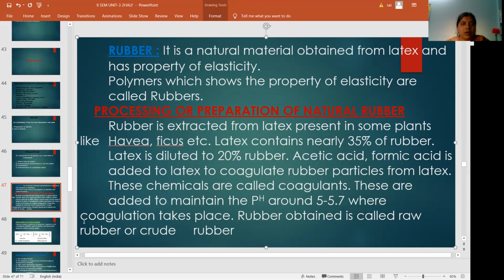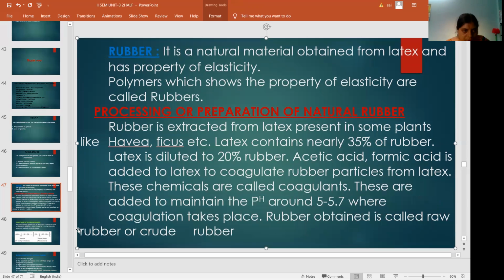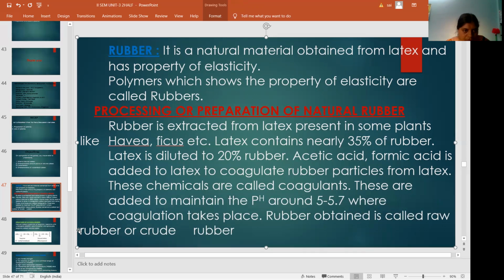Rubber obtained is called raw rubber or crude rubber. Okay, so how is rubber obtained? It is obtained from the plants. From the plants, which part? The stem part. When you make cuttings or incisions in the rubber trees, you will get a milky liquid called latex.